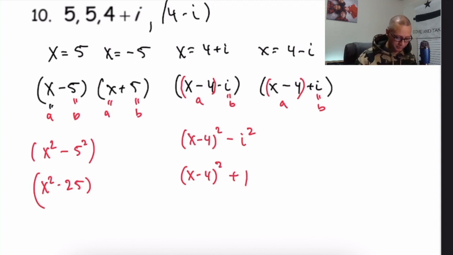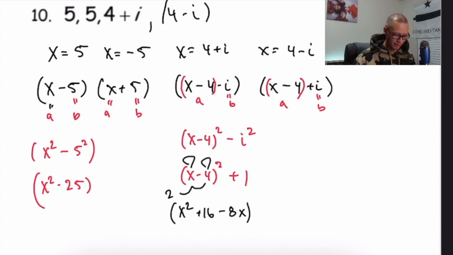And we square a binomial. If you followed my channel long enough, you know when you're squaring a binomial, x times x, negative 4 times negative 4 is positive 16. And then 2 times x times negative 4. So negative 8x. Now we have to multiply this by x squared minus 25. Right, because we're still trying to figure out this polynomial.